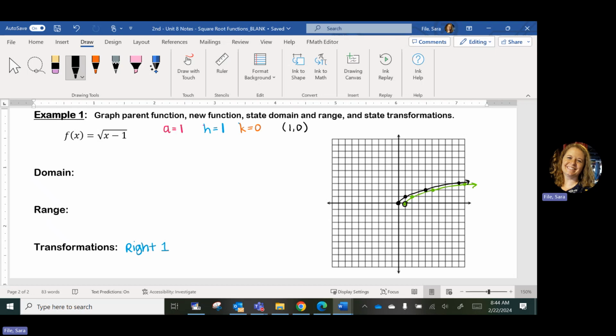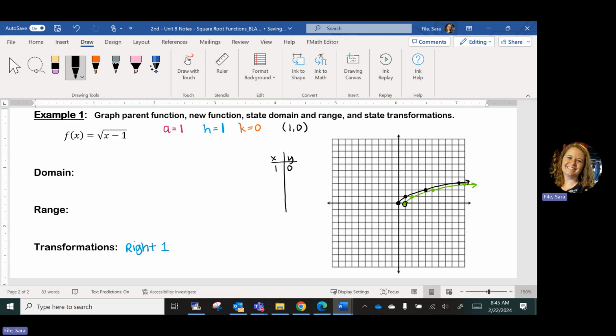Okay, or another option for graphing these points is to make a table, just like we did with the parent function. If it makes more sense to you to create a table, I would always start with that vertex, which is (1, 0). If I input a 1, 1 minus 1 is 0, the square root of 0 is 0. Okay, and then I would go from there.